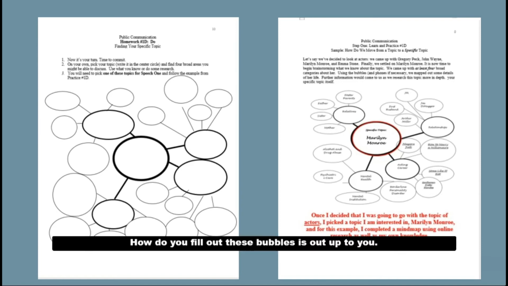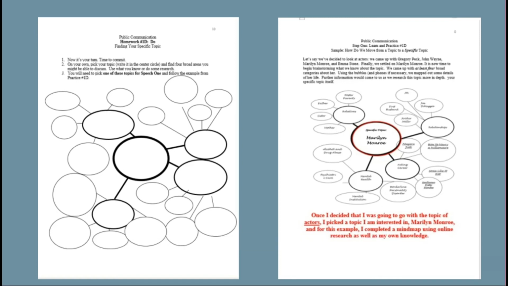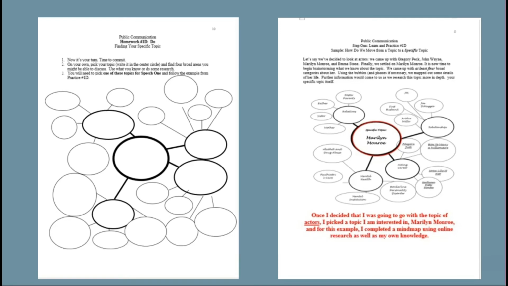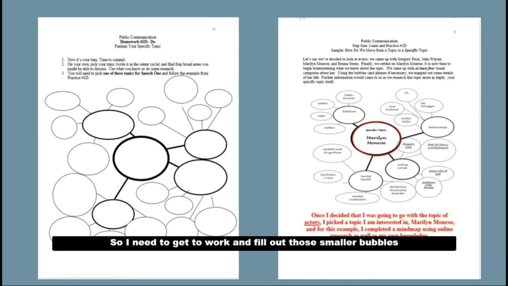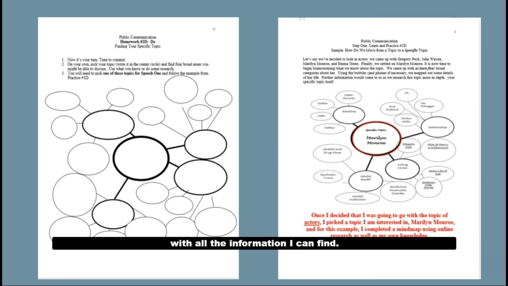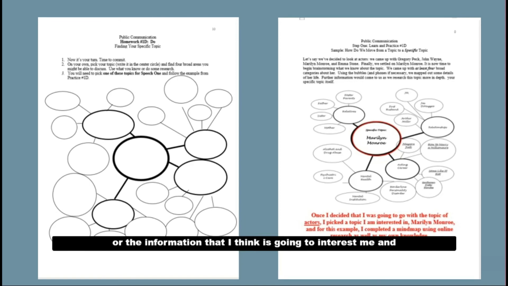How you fill out these bubbles is up to you. I encourage students at this point to do a little bit of research. First, start with, what do I know about Marilyn Monroe? Well, there was some question about her suicide. She was a famous actress. She was known as a blonde bombshell, but there must be more. So I need to get to work and fill out those smaller bubbles with all the information I can find, or the information that I think is going to interest me and my audience.